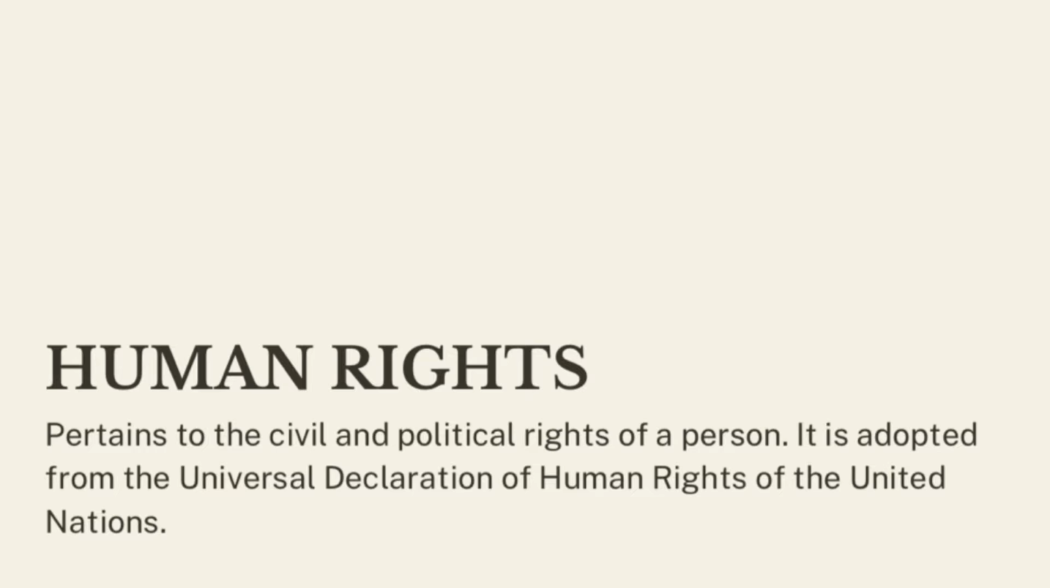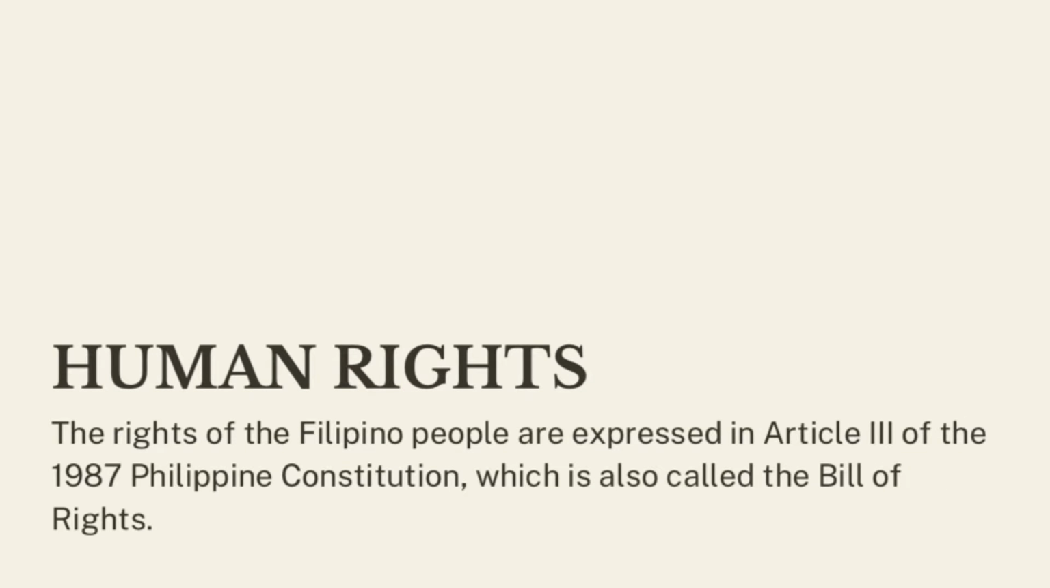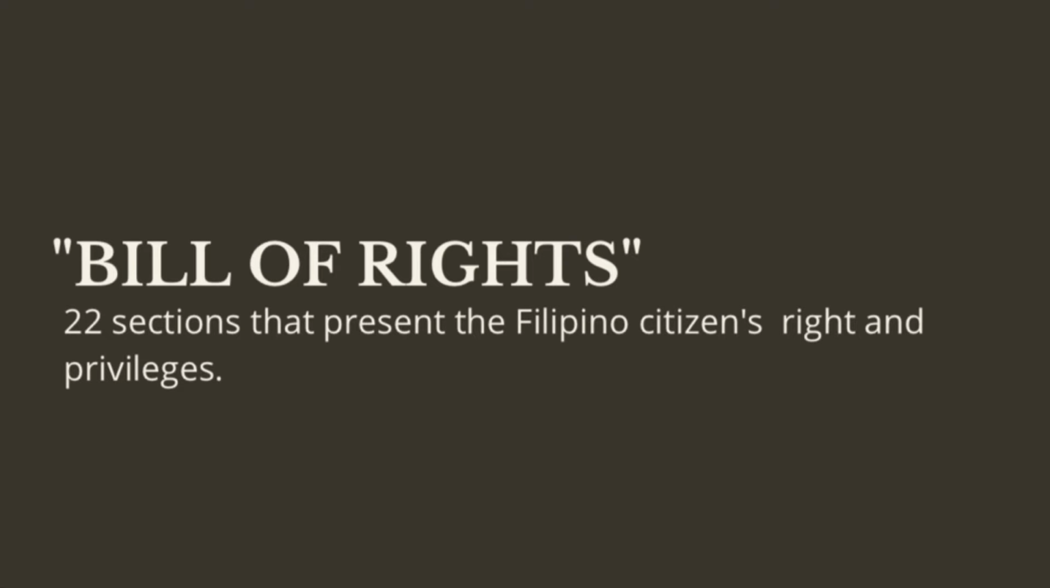The rights of the Filipino are expressed in Article 3 of the 1987 Philippine Constitution, which is also called the Bill of Rights. With the help of the Bill of Rights, under Article 3 of the 1987 Constitution, we Filipinos have rights and privileges which the Constitution has to protect no matter what. When it comes to rights and privileges, there are 22 sections that are present for Filipino citizens.